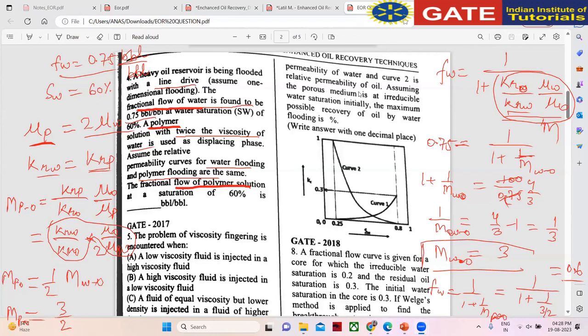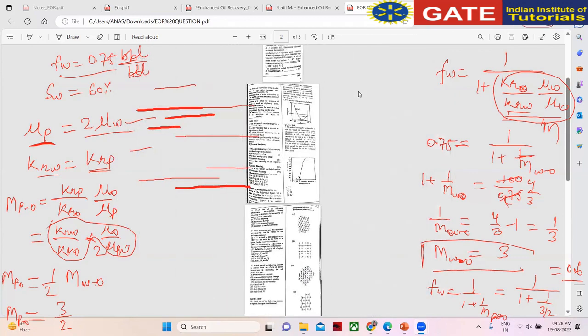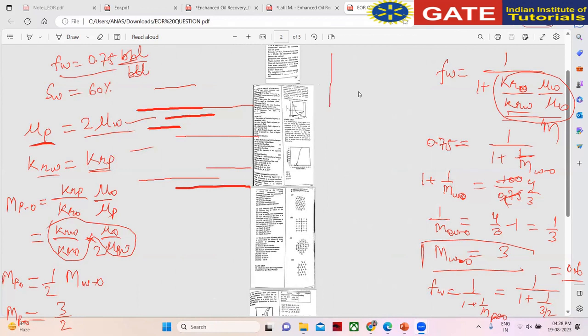So now first you read that question. A heavy oil reservoir is being flooded with a line drive, assume one-dimensional flooding. Okay. The fractional flow of water is found to be 0.75 at water saturation 60%. Okay. So initially you flooded with water. This is your reservoir, and this one is your production well. So your oil will be producing in upward direction. Okay. And this one is your injection well.